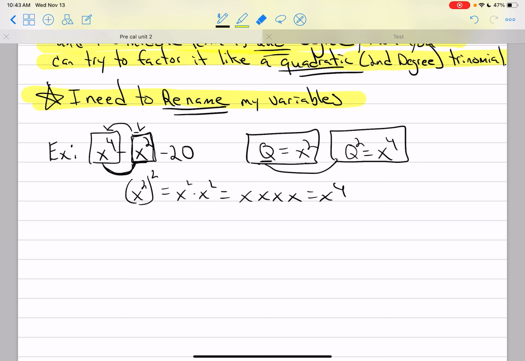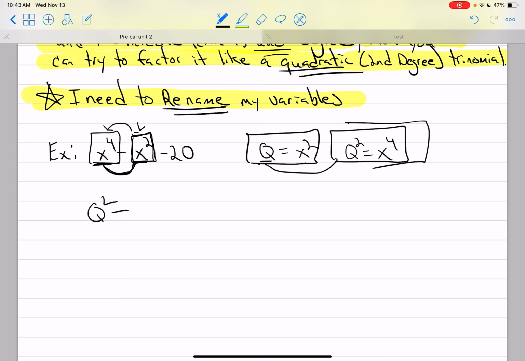So let's talk about what I actually do with that. I'm going to rewrite my variables. Instead of calling this x to the fourth, I'm going to call it q squared. I got it from right here. Minus, instead of calling this x squared, I'm going to call it q. So q squared minus q minus 20. That's what I'm going to factor. And we know how to factor that. Factor this for me, please, using the area model.